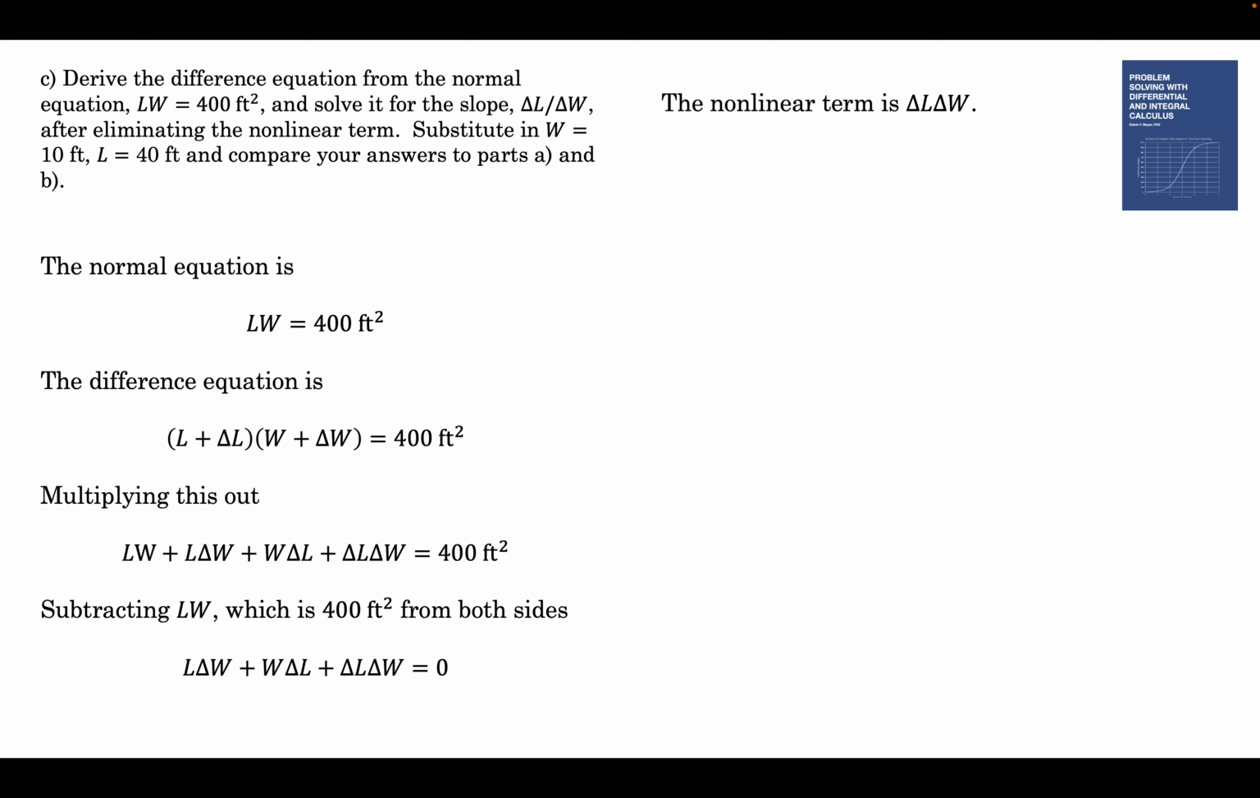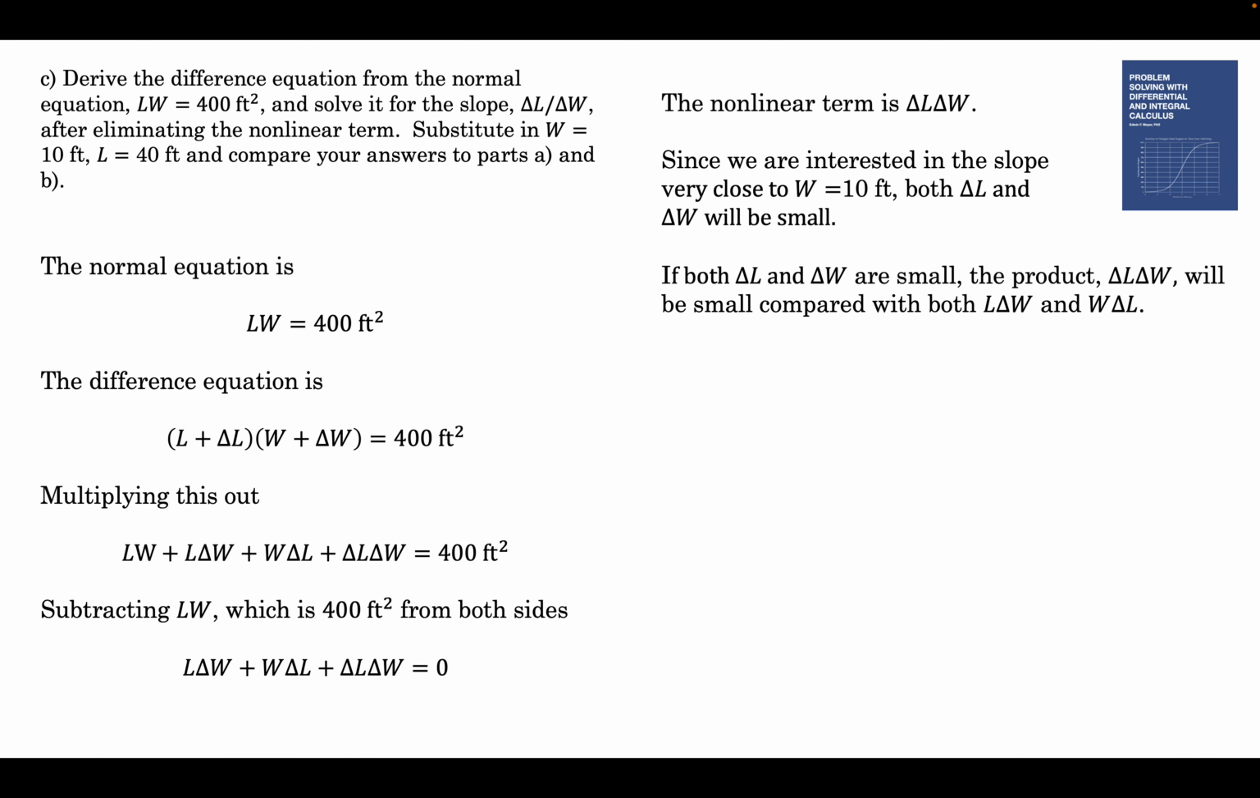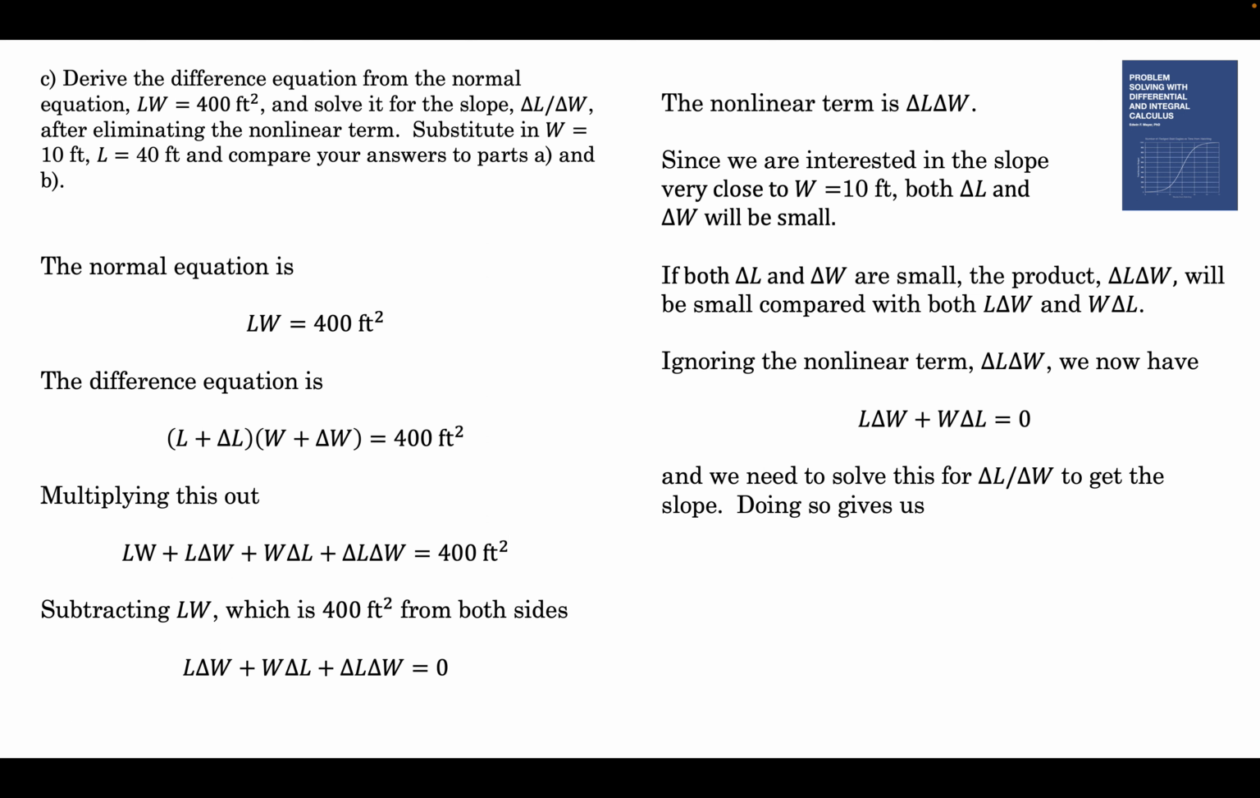So we have a nonlinear term. It's got 2 changes in it. Let's drop that nonlinear term. So we just have this nice equation. So we've got to solve for the slope, which is delta L over delta W. And we can do that. And this is the expression we get.